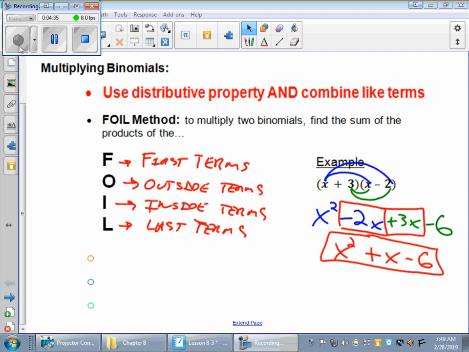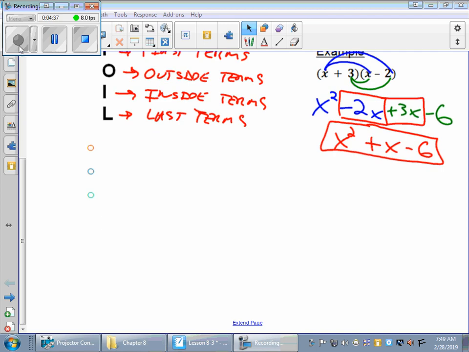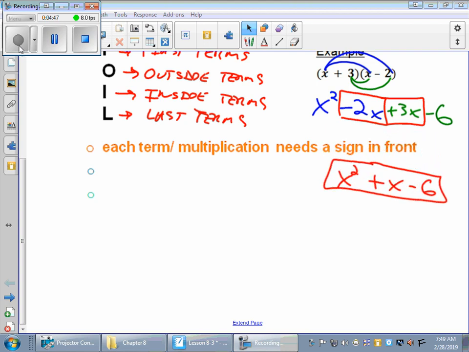Okay? Some things to just remember about FOIL and distributive property in general is that each term needs a multiplication sign in front of it. Okay? So this whole term here, we can see each term or multiplication that you do needs a sign in front of it. So you can see that we've got our plus sign here, a negative sign here. If there's nothing listed, then we can assume that it's a positive. You don't have to put the positive in front of the front one, but if there's nothing there, then we say that it's positive. Okay?